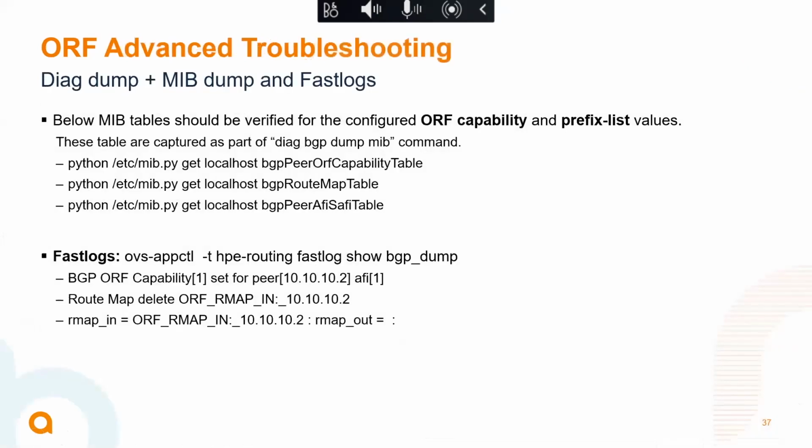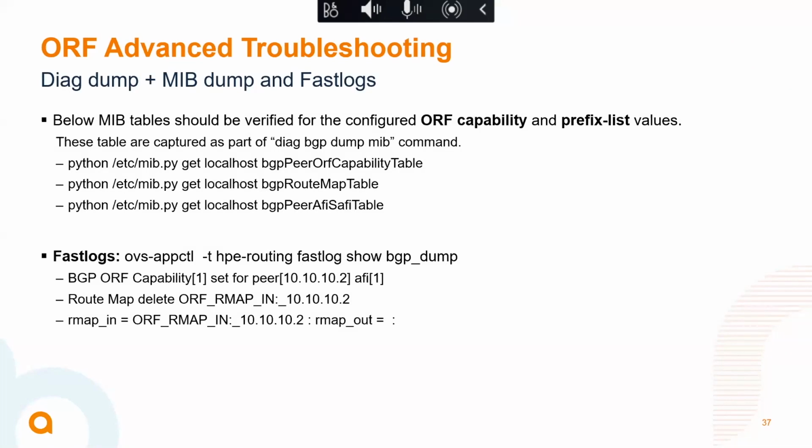Apart from this, there are other advanced troubleshooting things that we can do. For example, we can check the diagrams. DAG dump BGP all or DAG dump BGP MIB can be dumped, and we can check these additional tables: the BGP peer ORF capability table, to check the capability configured, the route map table, and the peer ORF table.